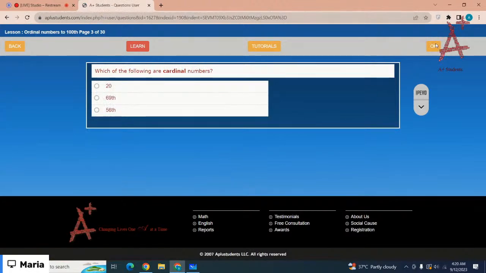Okay, which of the following are cardinal numbers? Which is the correct option? Which is the cardinal? The correct option is the only cardinal here, 20. The correct option is 20.